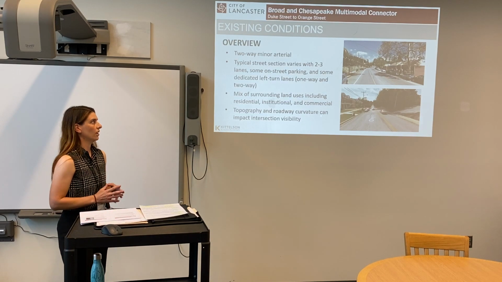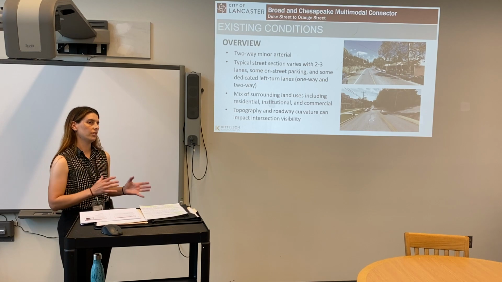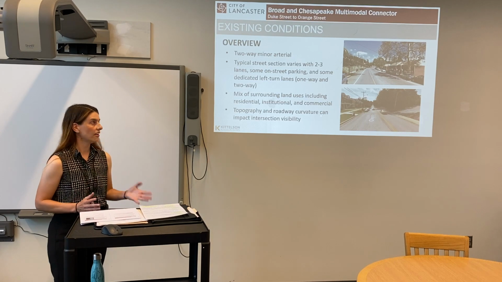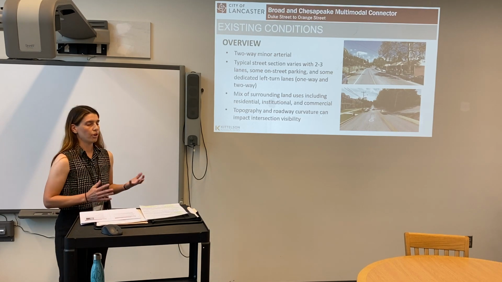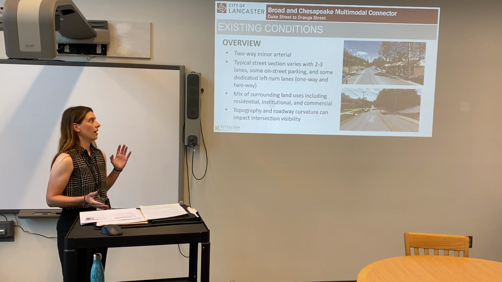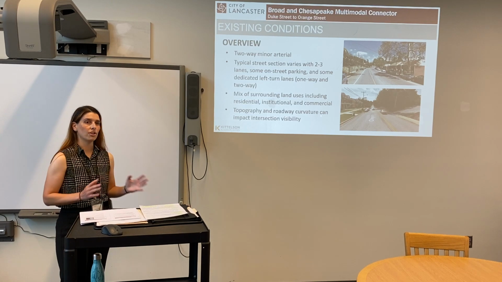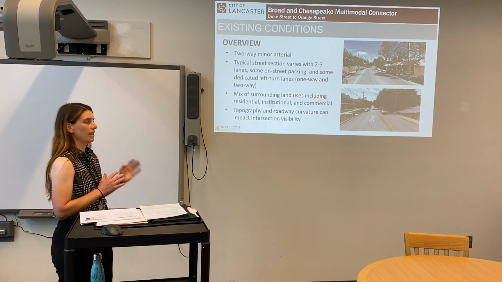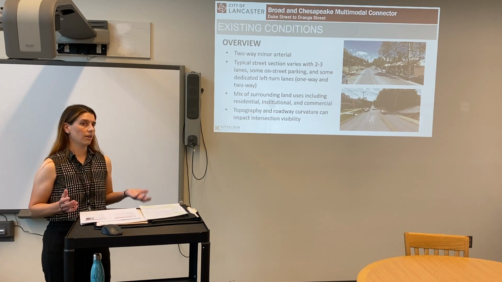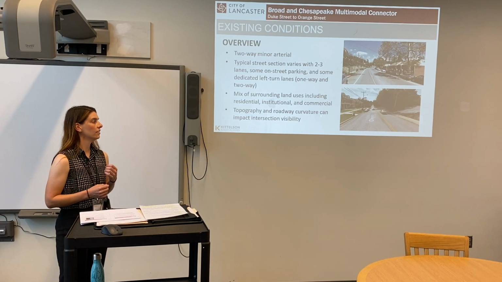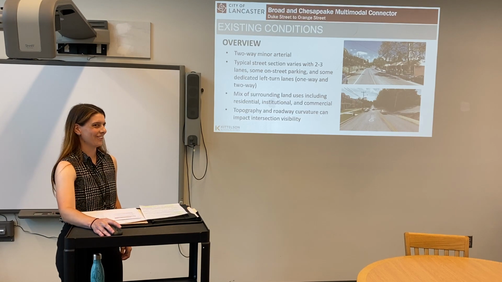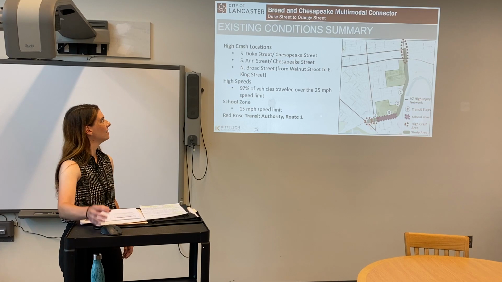Just a reminder of what the corridor looks like. There's 4 distinct sections of the corridor that vary. The typical section varies, but both Broad and Chesapeake are classified as a 2-way minor arterial. There's 2 to 3 travel lanes, some on-street parking, and in some cases, left turn lanes that are dedicated or a shared left turn lane. And there's also a variety of different land uses along the corridor. There's hills and there's roadway curves. So it makes for a very interesting corridor to design a bicycle facility on.